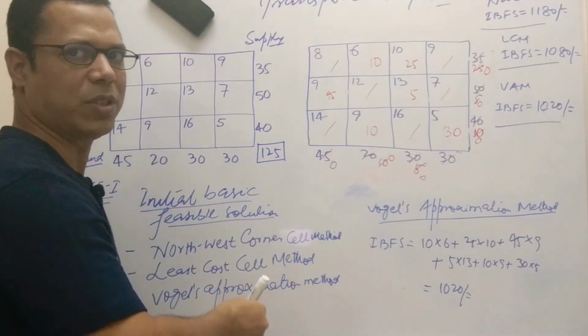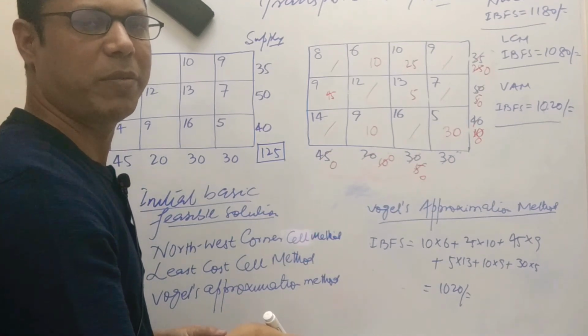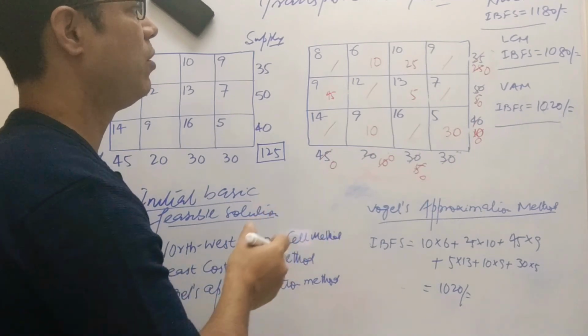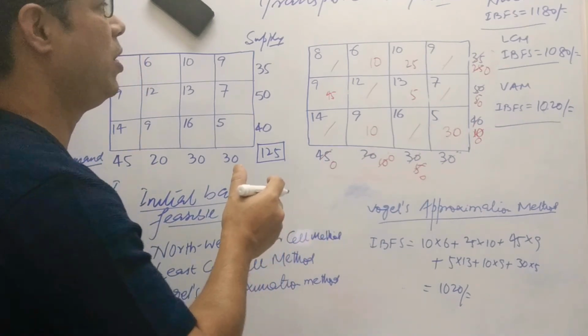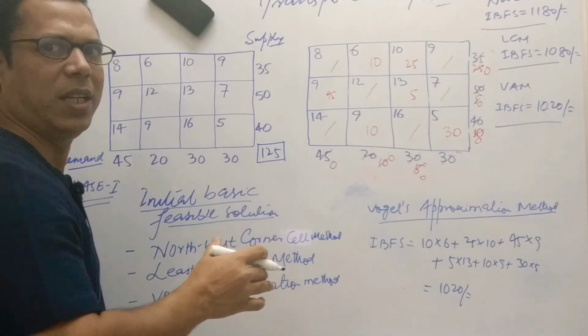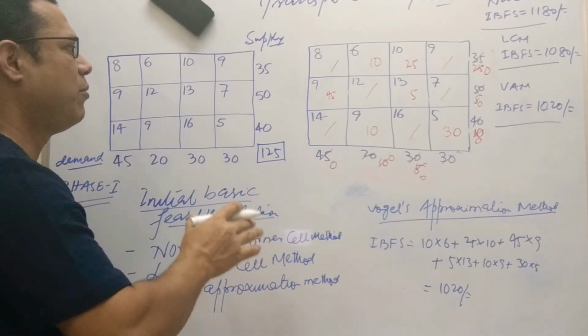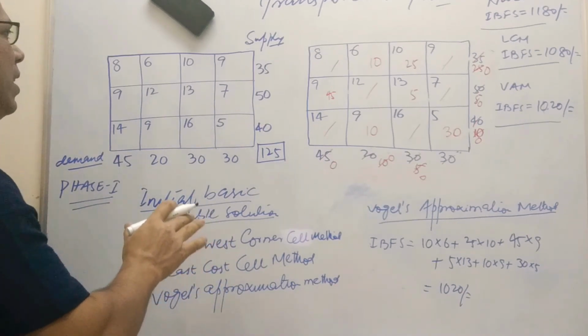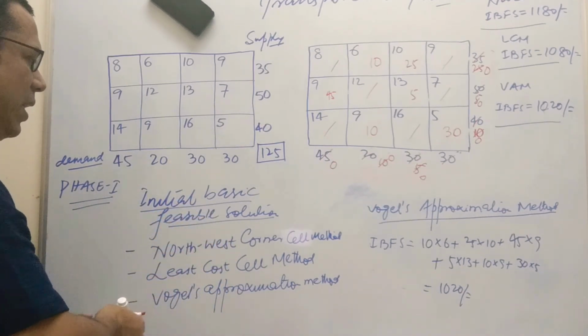If you proceed to get the optimal solution through Vogel's approximation method, you will get the result fast. If you apply the least cost cell method or northwest corner, maybe it will take some more steps to get the optimal solution. So here, for getting the initial basic feasible solution, this is the easiest method to apply and get the solution.